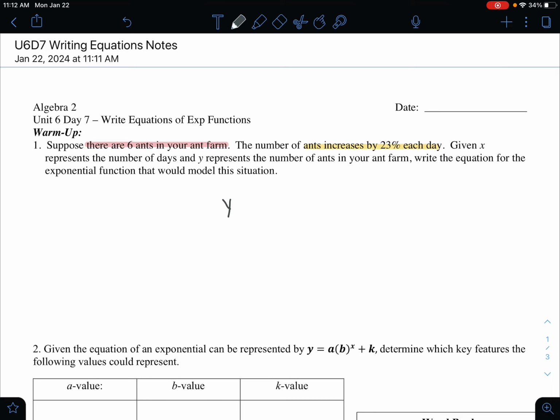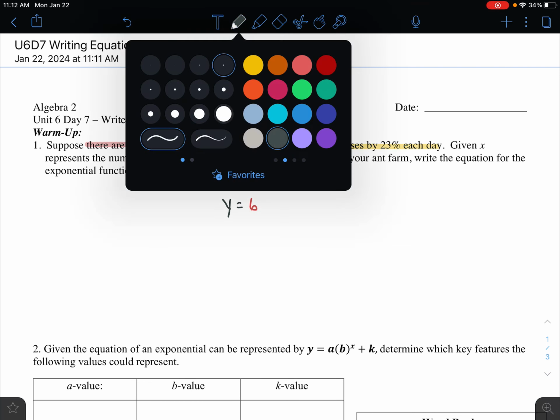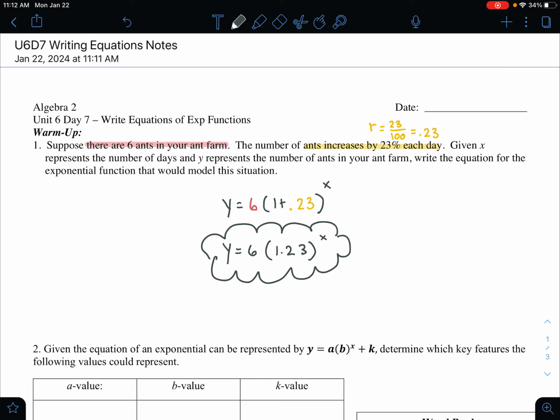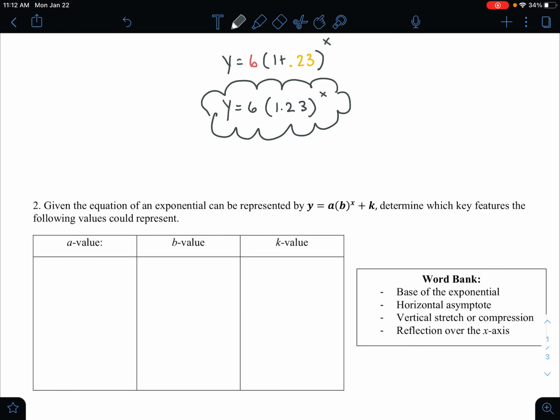So we know writing an equation is Y equals, our starting amount of ants is 6. We know the number of ants is going to increase, so 1 plus our rate, and our rate is equal to 23 over 100, which is 0.23. And this is exponential growth, so to the power of X. So finally, if we combine everything, we should get Y equals 6(1.23) to the power of X for our equation. Awesome.